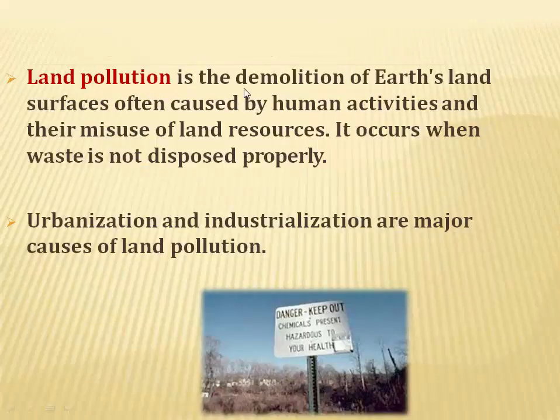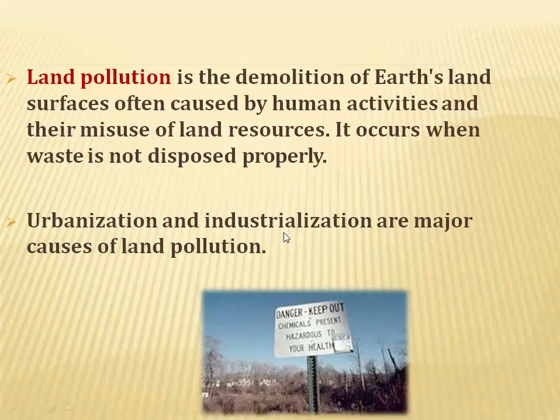Land pollution is the degradation of Earth's land surface, often caused by human activity and their misuse of land resources. It occurs when waste is not disposed properly. In the earlier photograph we have seen that mixed garbage is thrown on the surface of the earth, that is, on the land. But if it is treated properly, that could have been reused or decomposed in a proper way. So this is the major point here: the waste is not disposed properly.